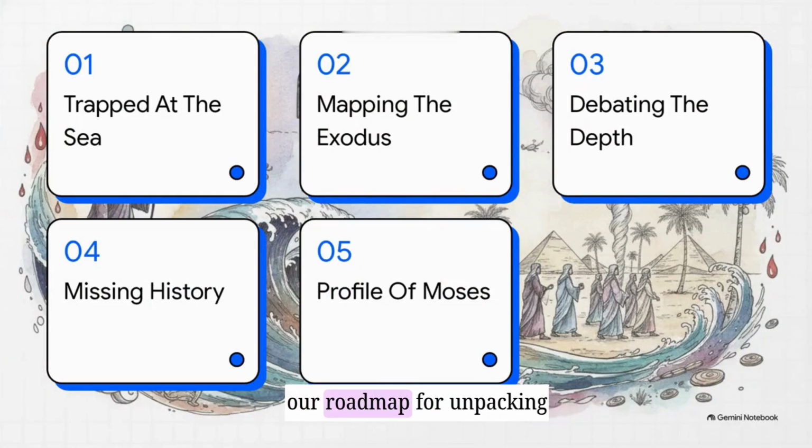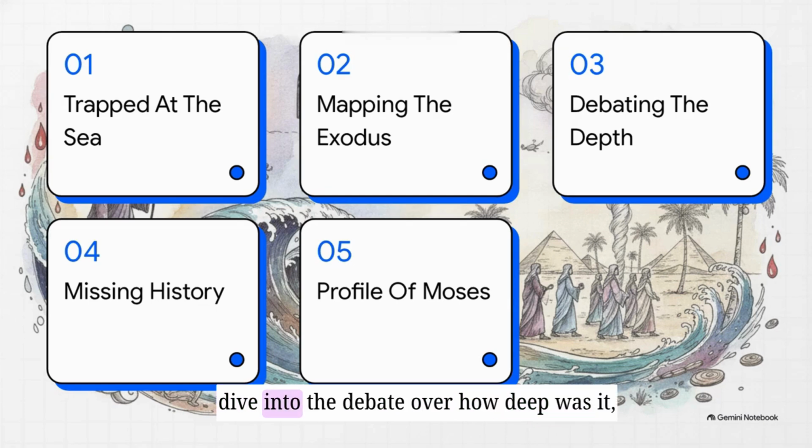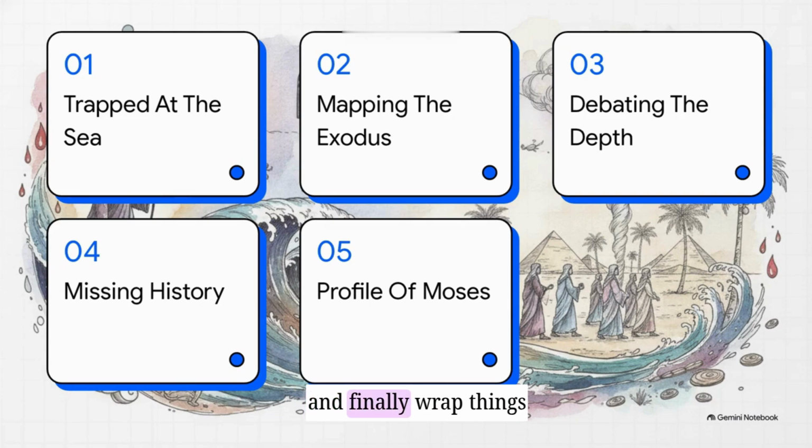So, here's our roadmap for unpacking all the drama, history, and psychology found in our source text. We'll start with Trapped at the Sea, move on to mapping the Exodus, dive into the debate over how deep was it, uncover the missing historical record, and finally wrap things up with the profile of Moses.